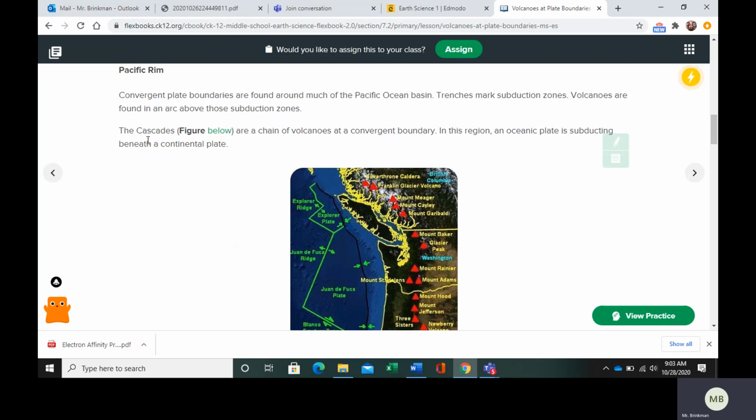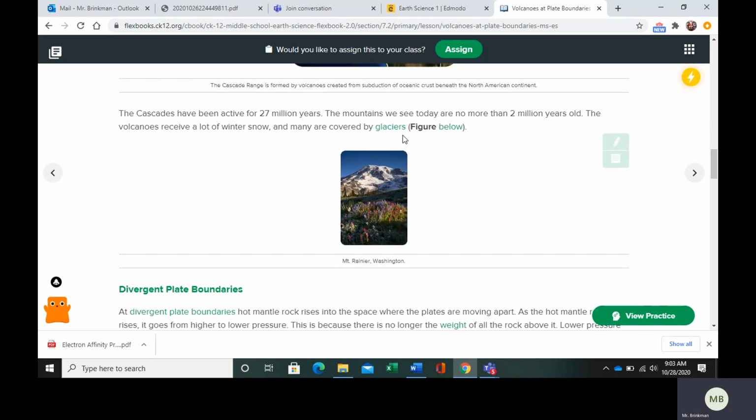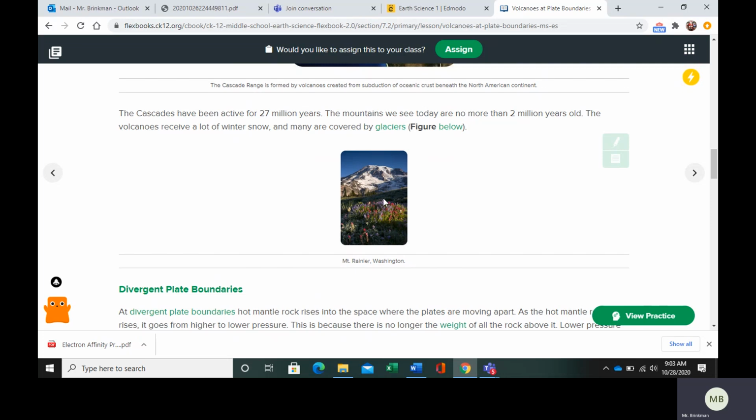One example of a volcano like this are the Cascades. So the Cascades are a chain of volcanoes at a convergent boundary where oceanic plate is subducting beneath a continental plate. All right, Cascades have been active for a long time, but the mountains that are visible, you know, they're not as old as the actual mountains themselves. All right, because it takes time for mountains to build up.